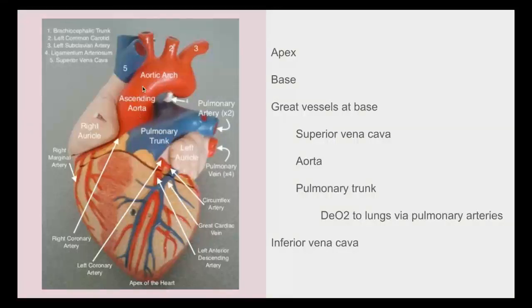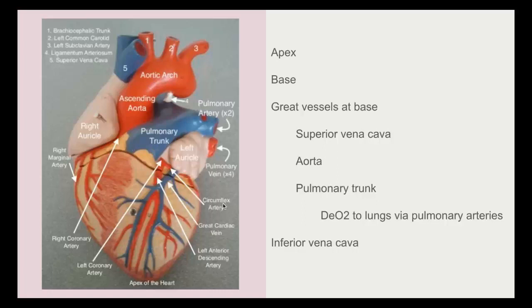The ascending aorta going out to the aortic arch is going to be taking oxygenated blood out to the body. It's going to be taking it everywhere. Next, the superior vena cava is going to be receiving venous drainage from the superior portion of the body. And then the pulmonary trunk is going to be taking deoxygenated blood from the heart to the pulmonary arteries, which are going to the lungs to become oxygenated once again.